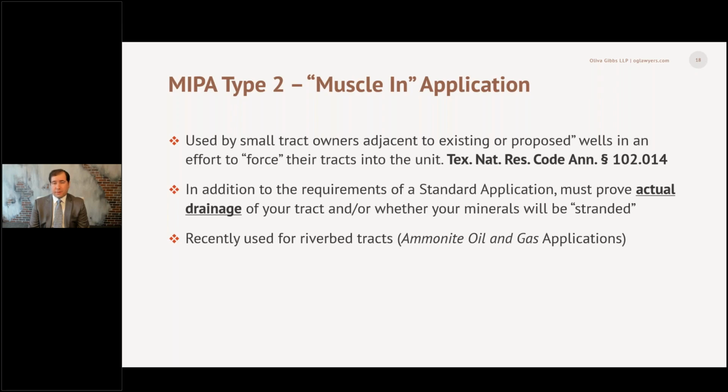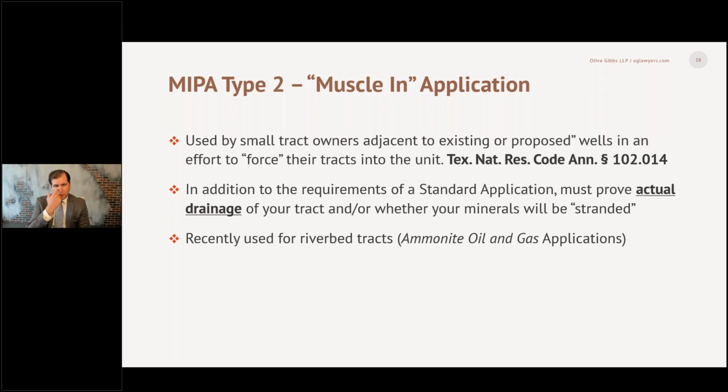And this small tract owner, because they may be difficult to work with, is now coming forward and saying, hey, you left us purposely out of this production sharing agreement, let's say, and we want to force our way into that production sharing agreement. Basically our tract is unusable now. Maybe they have just a 2 or 3 acre tract and they're saying, hey, our tract's unusable now. You drilled this production sharing agreement purposely around our tract, didn't include us. Now they would come in with this muscle-in application.